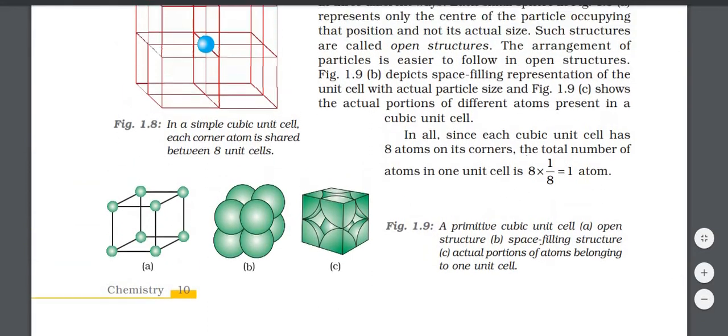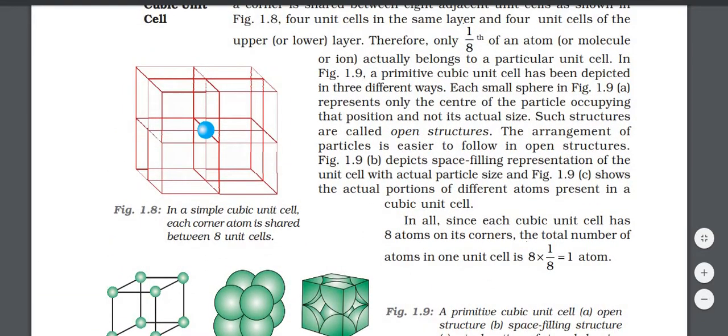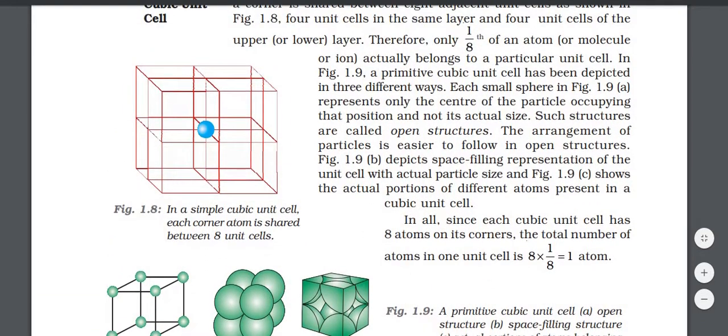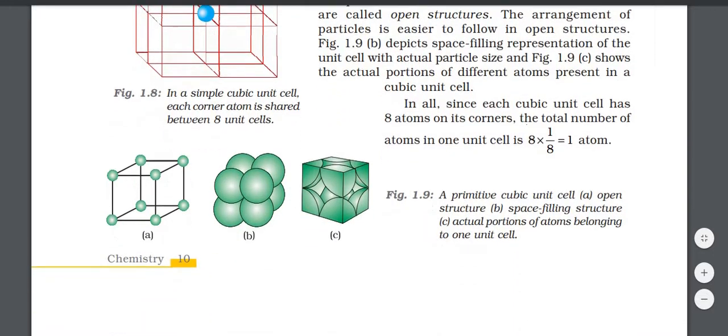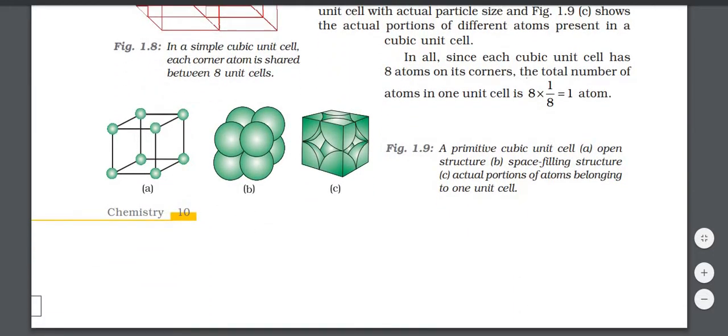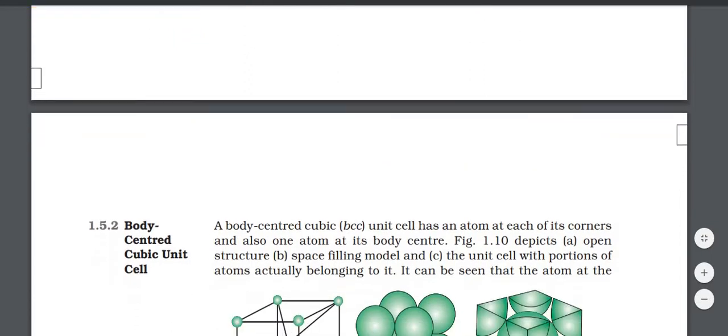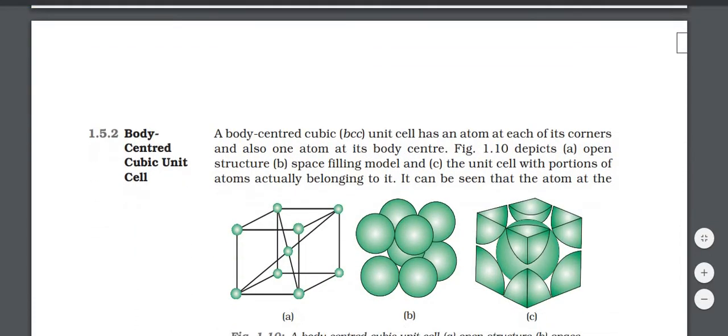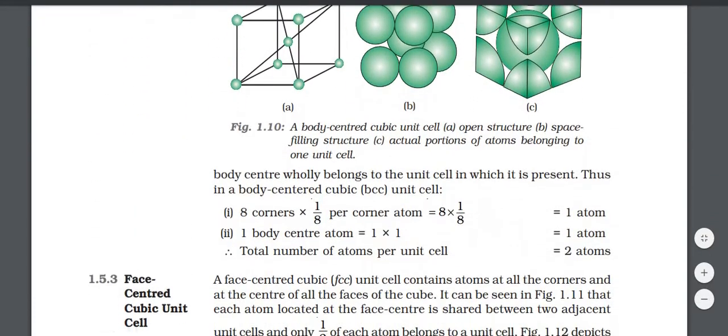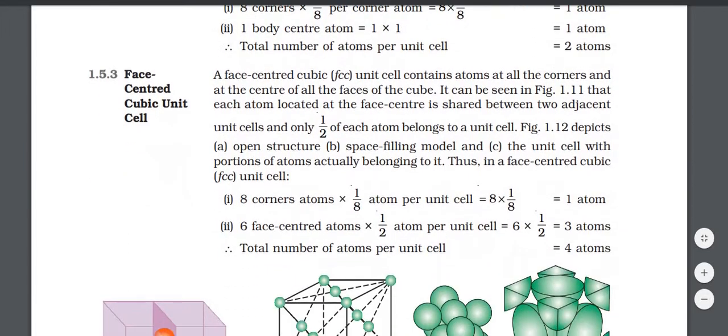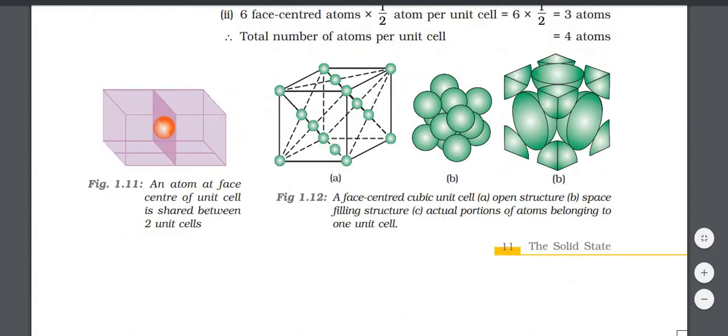So in the last video I told you that the contribution at the corner will be 1/8, and the total number of atoms required to make one unit cell is 1/8 into 8, which is equal to 1. This you have done in the previous class also. Body centered: 1/8 into 8 plus 1, that is equal to 2. Similarly face centered: 1/8 into 8 plus 1/2 into 6 is equal to 3.